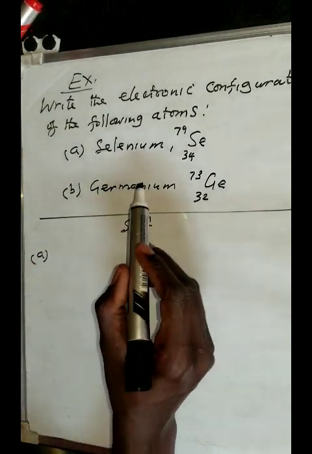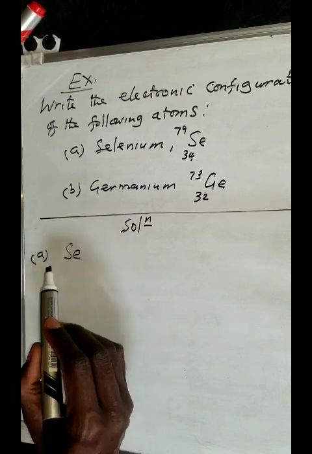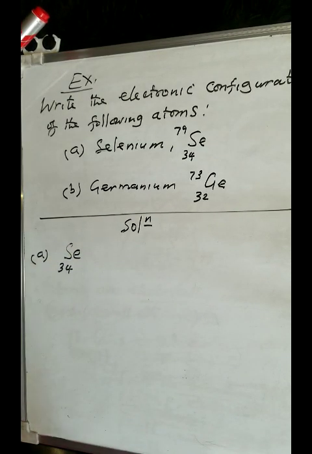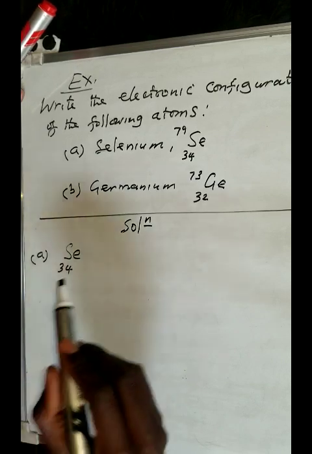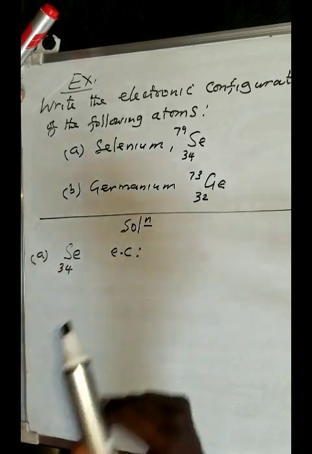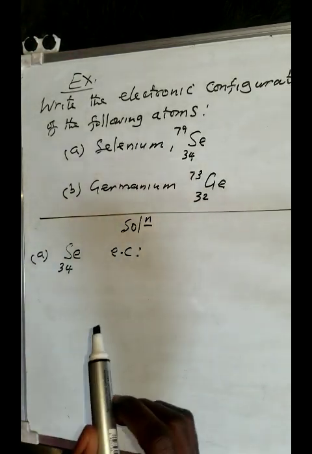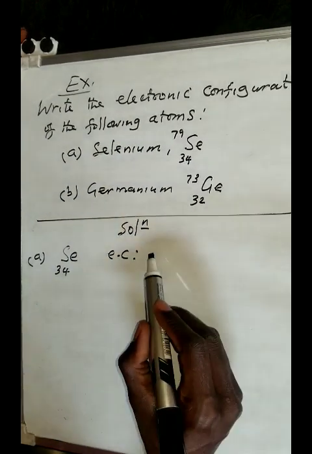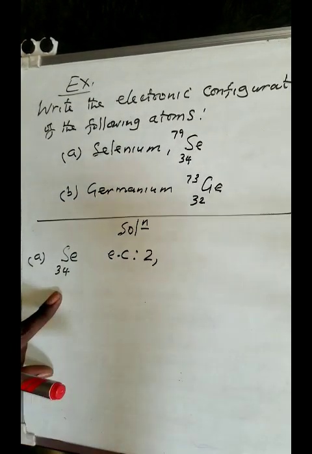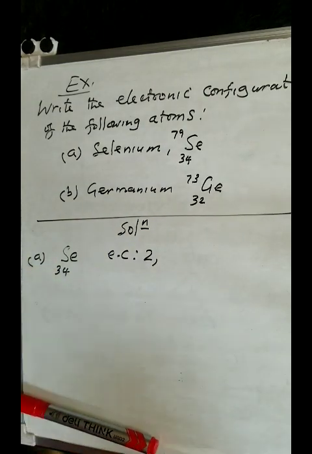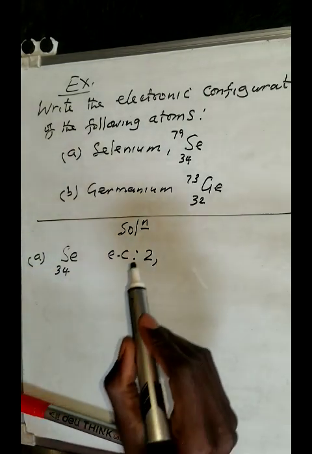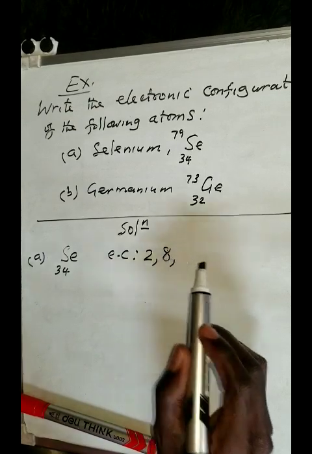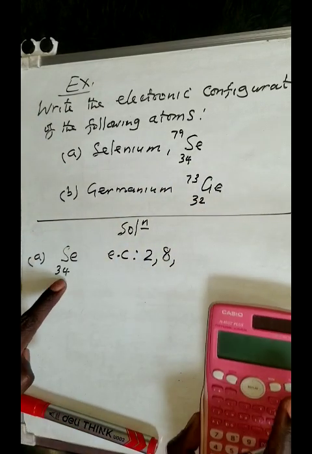In this case, if I look at selenium Se and 34, it has 34 protons, meaning that there are 34 electrons. So let's use those electrons to write the electronic configuration. In the first shell, I'm going to put 2 electrons. Then in the second shell, I can put 8. 2 plus 8 is 10. You still have a lot out of 34.